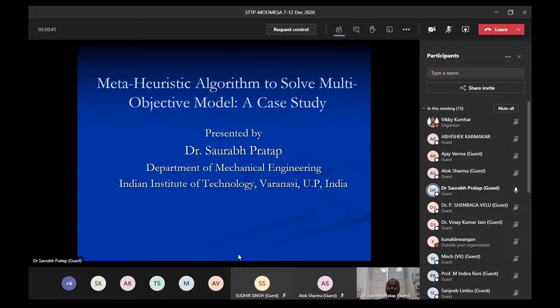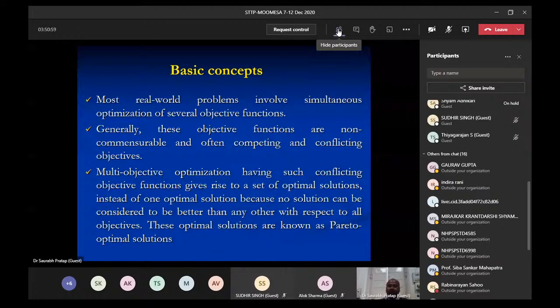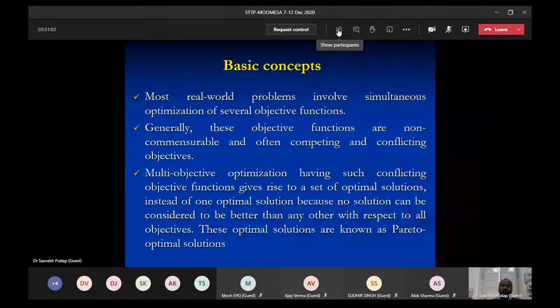Now, the basic concept. In the real world, there will be a multi-objective scenario. Whenever you handle some scenario, let us assume manufacturing or transportation, there will always be multiple objectives. Maybe you have to minimize the cost, maximize the revenue, and minimize the production time. So whenever we study some system, there may be bi-objective, tri-objective, or even more than three objectives.